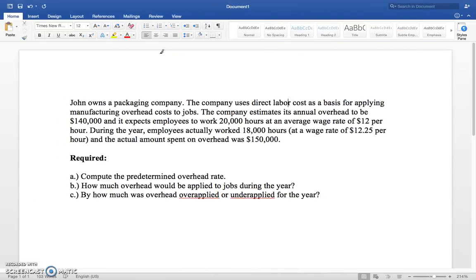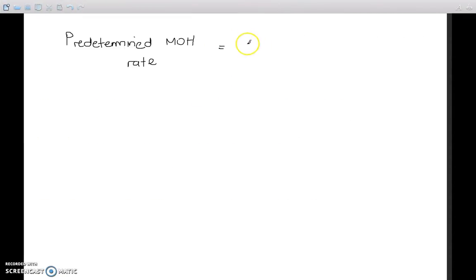So the predetermined MOH rate is essentially your expected manufacturing overhead, which is over here, the estimated annual overhead of 140,000. First I'll write out what it is: estimated manufacturing overhead divided by your base activity, which is also estimated.